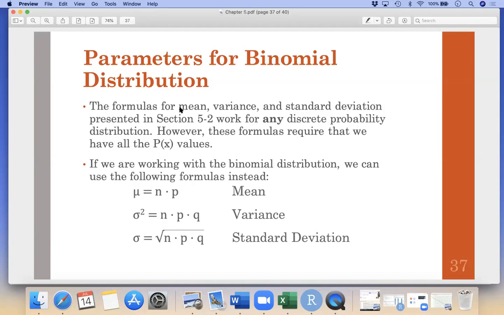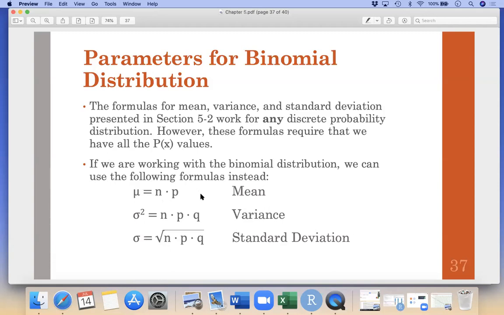So it's very easy. Why we need this? Because the formulas for mean, variance, standard deviation presented in section 5.1 work for only discrete probability distribution. However, these formulas require that we have all the P(x) values. That means to find the parameters like population mean, variance, standard deviation, we need all P(x) values.